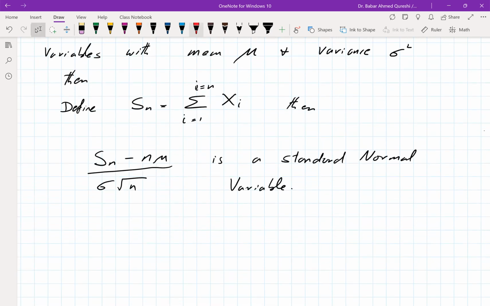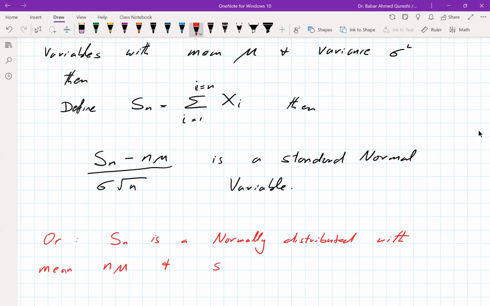Or in other words, this is same as saying Sn is normally distributed with mean mu and standard deviation sigma under root n, which is same as saying variance sigma square n. So if you take a sum of these variables, n of them, and n is very large, then this variable is normally distributed, and you also know its mean and its variance.